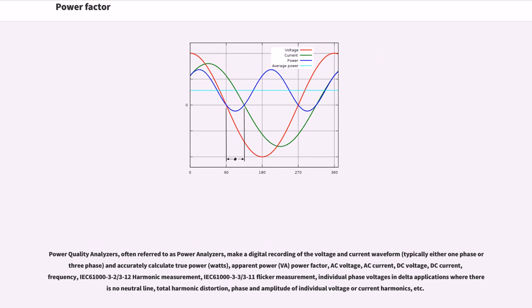Power quality analyzers, often referred to as power analyzers, make a digital recording of the voltage and current waveform and accurately calculate true power, apparent power, power factor, AC voltage, AC current, DC voltage, DC current, frequency, IEC 61000-3-2/3-12 harmonic measurement, IEC 61000-3-3/3-11 flicker measurement, individual phase voltages in delta applications where there is no neutral line, total harmonic distortion, phase and amplitude of individual voltage or current harmonics, etc.